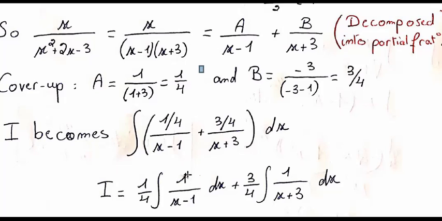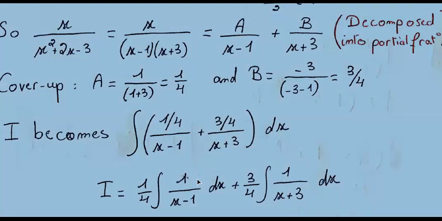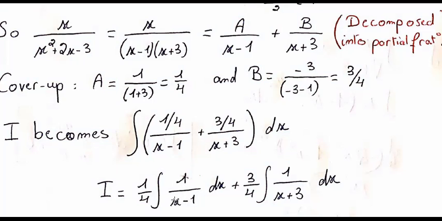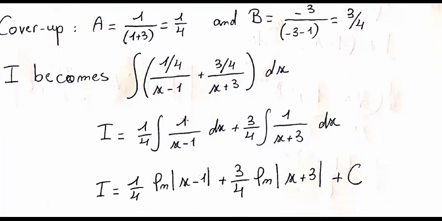These are of the form u prime over u because the derivative of x minus 1 is 1. So it's the integral of u prime over u. Again, here it's the integral of u prime over u, which is ln absolute value of u. And our final answer would be 1 over 4 ln absolute value of x minus 1 plus 3 over 4 ln absolute value of x plus 3 plus a constant c.